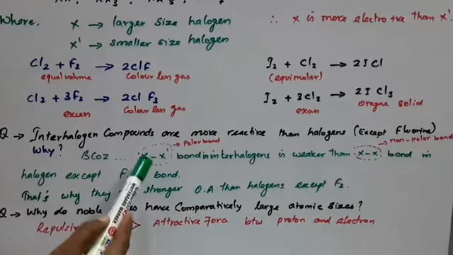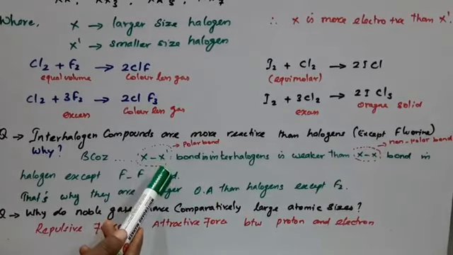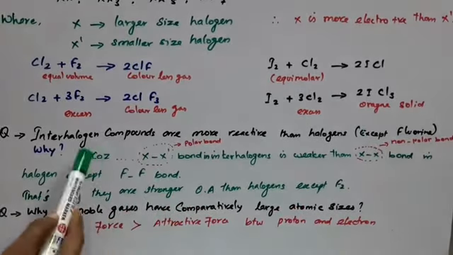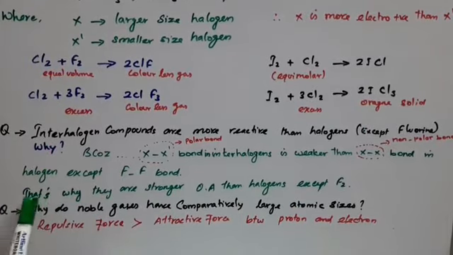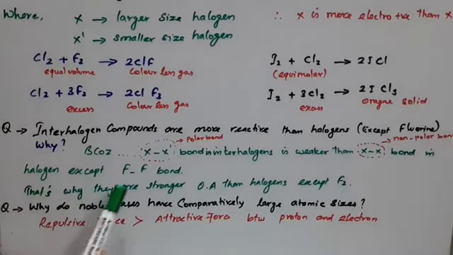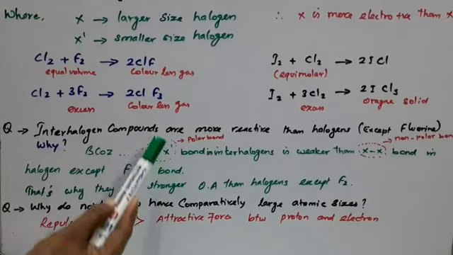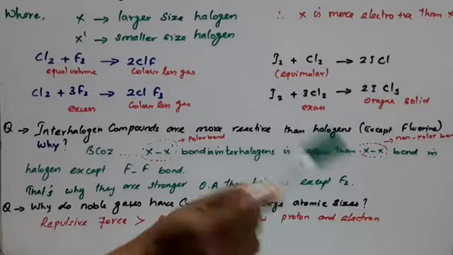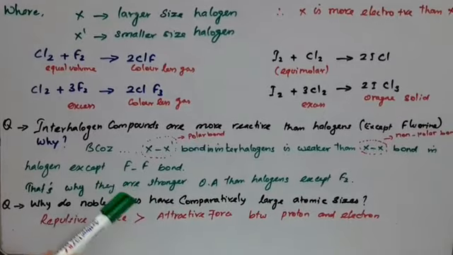They can ask you, why is ICl highly reactive than I2? Okay, this is a question. And that's why interhalogens are stronger oxidizing agents than halogens except fluorine. So all this you keep in your mind.